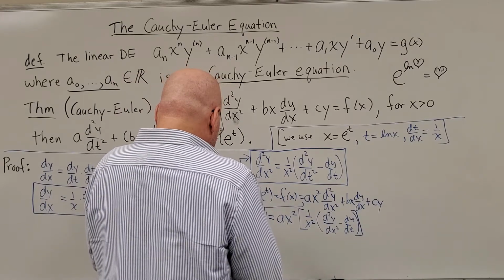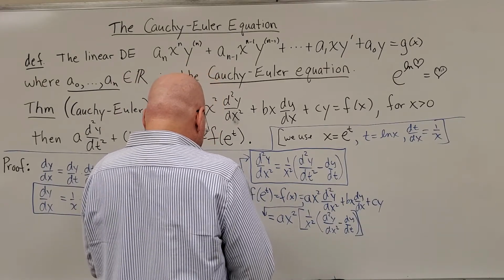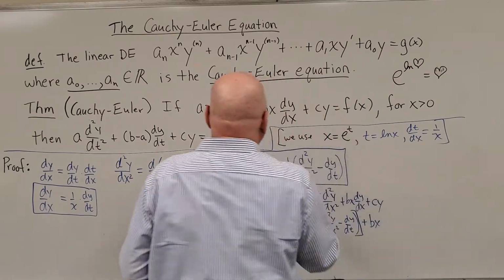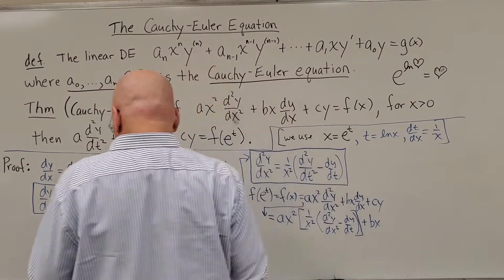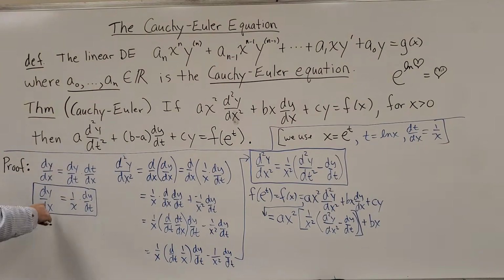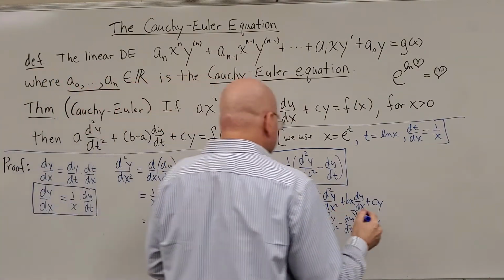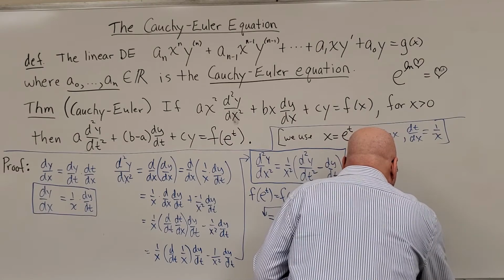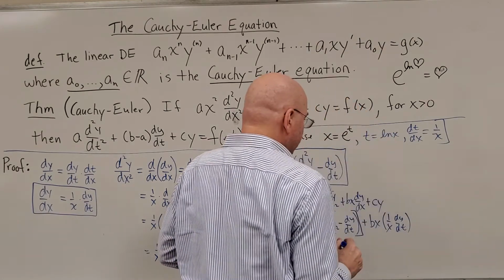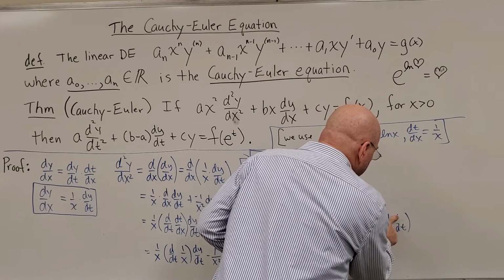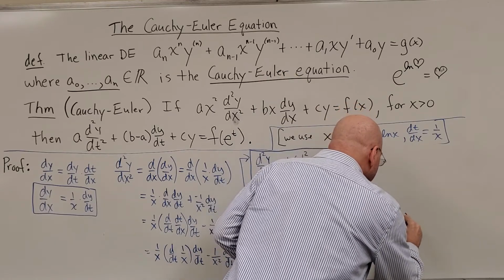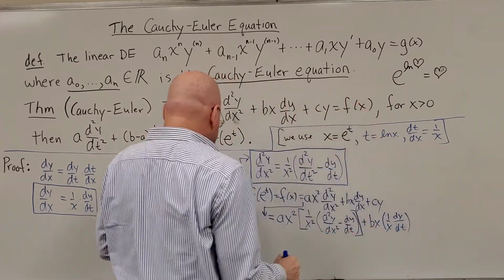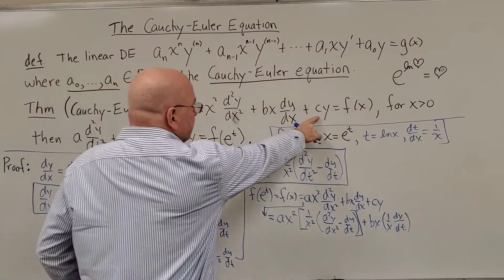All right, I'm going to continue to the right. Plus bx. And bx is multiplied by dy/dx. And dy/dx we have right here. So 1 over x dy/dt. Sorry, I'm writing a little smaller now. That's 1 over x dy/dt, and then we just have plus cy.